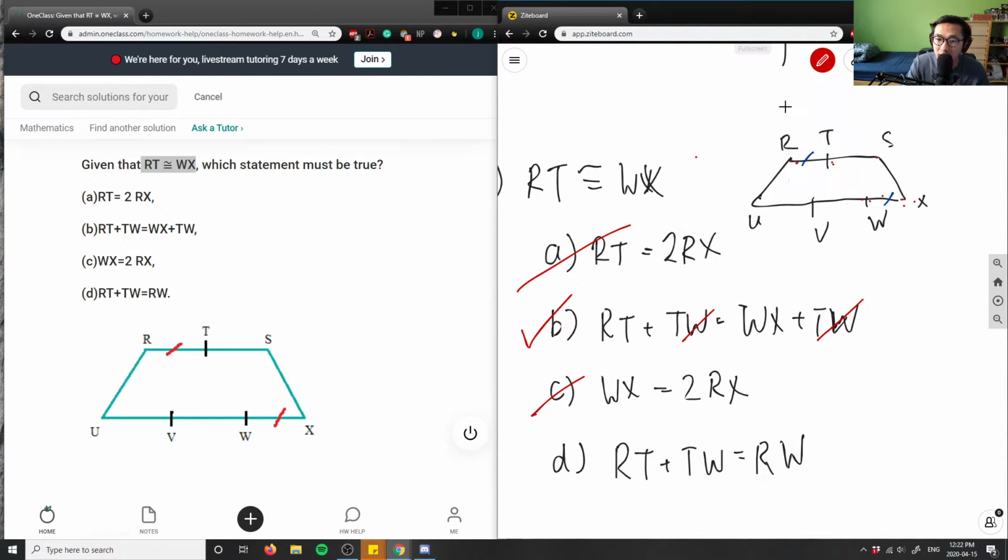Okay, so D says that RT plus TW is RW. RT would be this length here, TW is this length here, and RW would be this length here. So in this case, that's not correct, right? Oh, shoot. Can't even draw the triangle properly. I'll do this in blue. RT is here, and TW is here, and it has to equal RW, which is the red. So the blue has to equal the red.